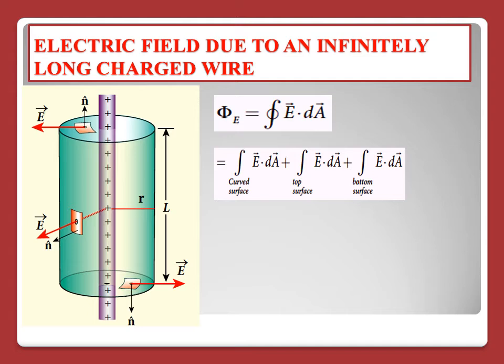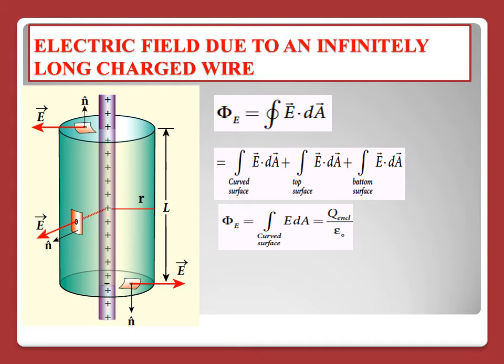Now first case, if you see the curved surface, E vector is parallel to A vector and E vector dot dA vector will be equal to EdA. Whereas the top and the bottom surfaces, E vector is perpendicular to A vector and E vector dot dA vector will be equal to 0. Now on substituting all these values and applying Gauss law, we get psi E is equal to integral of curved surface EdA, which is equal to Q enclosed by epsilon naught.